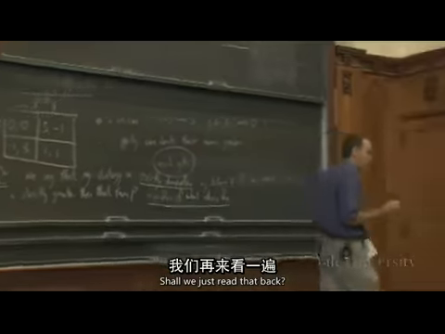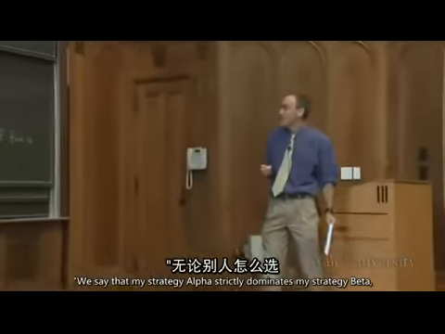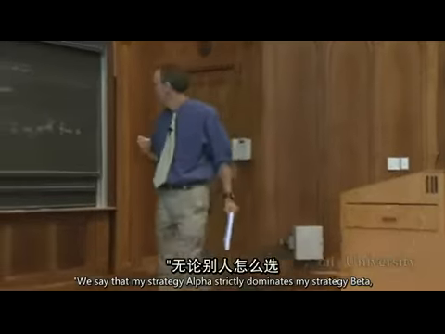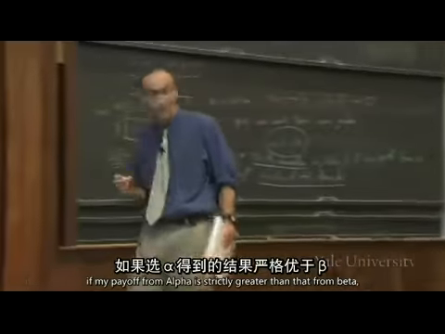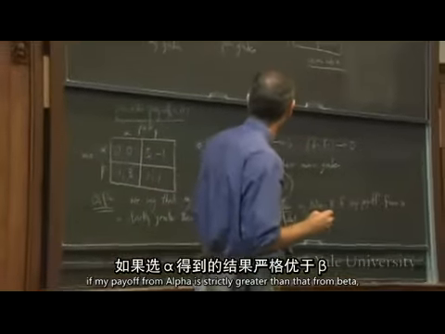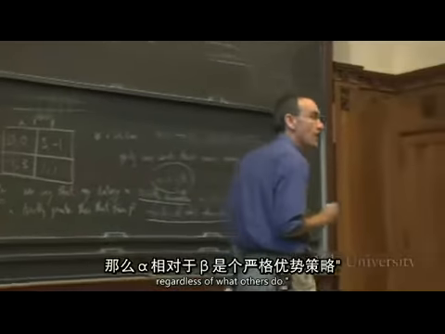Regardless of what others do. So let me just read that back. We say that my strategy alpha strictly dominates my strategy beta if my payoff from alpha is strictly greater than that from beta, regardless of what others do.